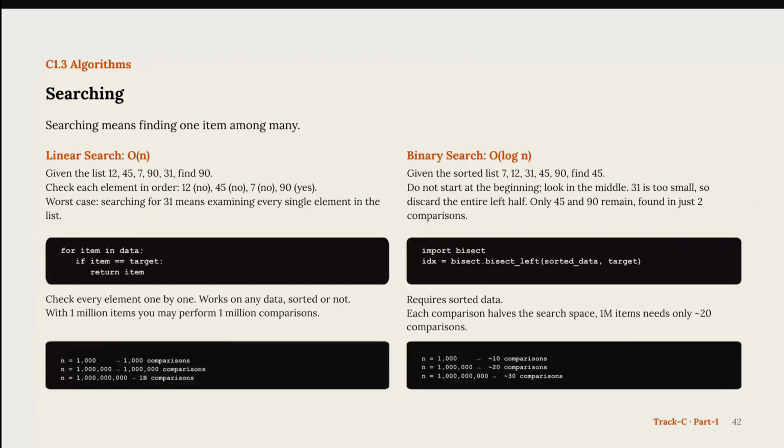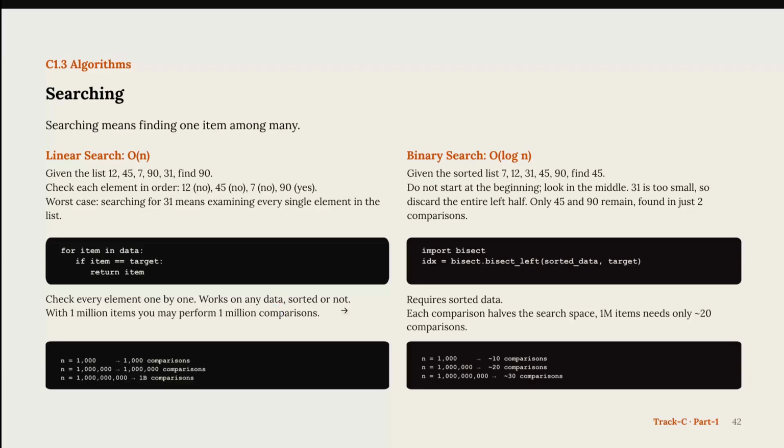Let's look at searching. Searching means finding one item among many, and there are two typical approaches you can take: a linear search or a binary search. In linear search, when the elements are unsorted or not arranged in any specific order, you start from the first one, iterate through the elements, and if you find the element, you return it. In this process, we check every element one by one. This works on any data, whether it's sorted or not.